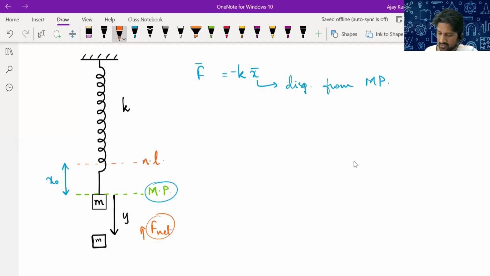We have to write an expression for this net force. See, net force is opposite to displacement from mean position. So that minus sign is taken care of already. We just have to see whether the net force will be proportional to y or not.